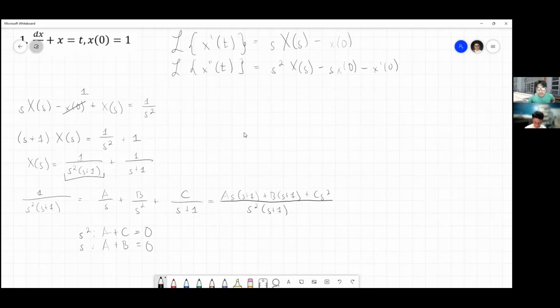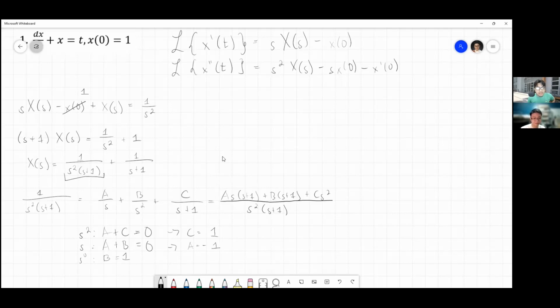And then meron tayong s raised to 0 or yung sa constant natin. So wala na tayong A dito dahil meron siyang nakamultiply na s. Meron tayong B, B times 1. Sa C, wala na. And equal siya dito sa constant part ng ating numerator, which is 1. So, B equals 1. Makuha mo dito na A equals -1 para maging 0 siya. And makuha mo dito na C equals +1.